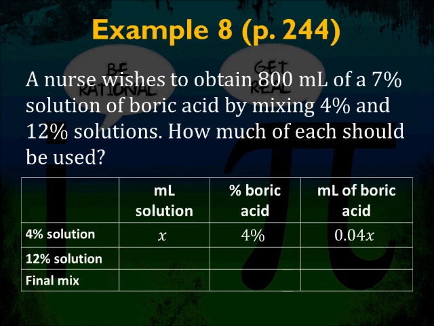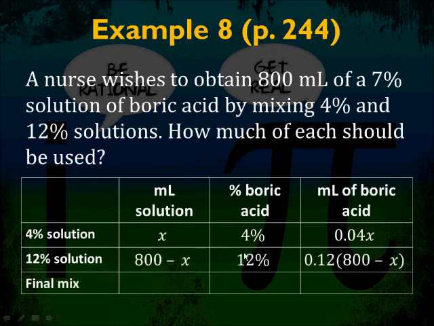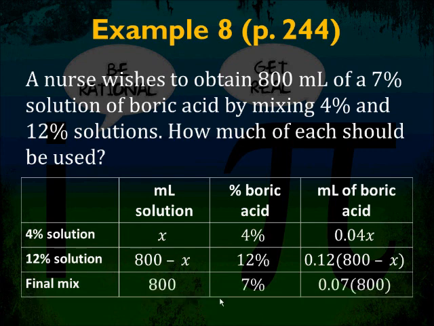Now, if we had a total of 800 milliliters of solution, the amount of 12% solution has to be 800 minus x. We know the concentration of the boric acid for the 12% is 12%, so now we just multiply the two together, and you get 0.12 times 800 minus x. Now, we know the final mix has to have 800 milliliters. We know the final concentration has to be 7%. So we know the final number of milliliters has to be 0.07 times 800.